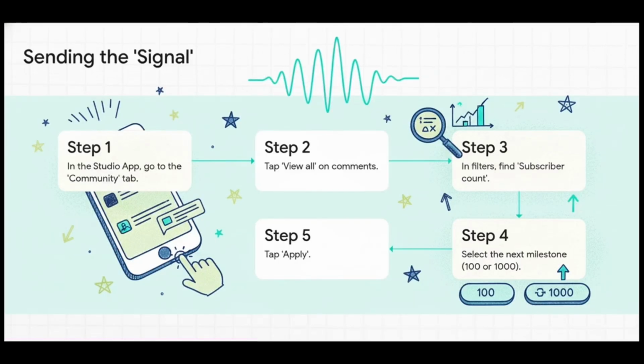So how do you send this signal? The source points you to a pretty obscure feature, the comment filters. The claim is that by filtering your comments to only show those from channels with, say, 1,000 subscribers, you're telling YouTube's system that this is the subscriber level you're aiming for. It's a very unusual idea, but it's a core part of this hack.